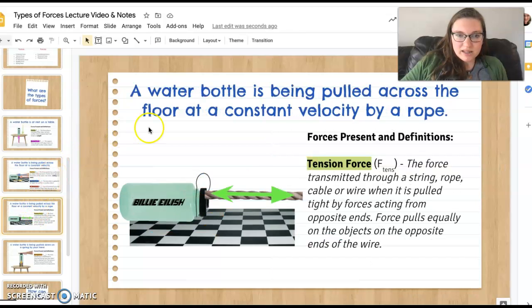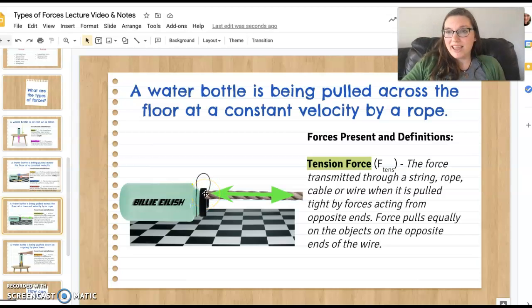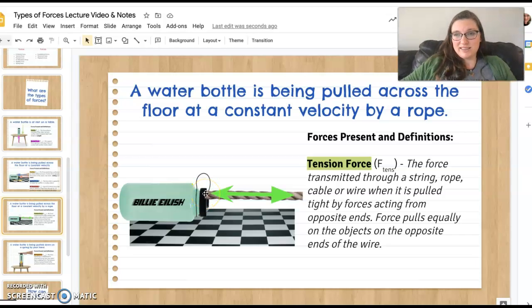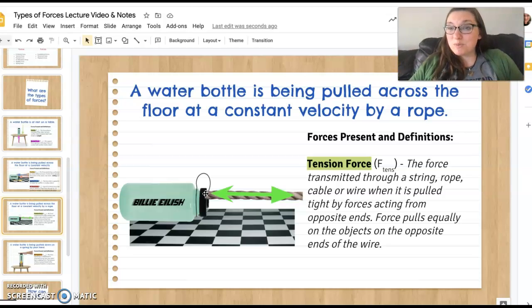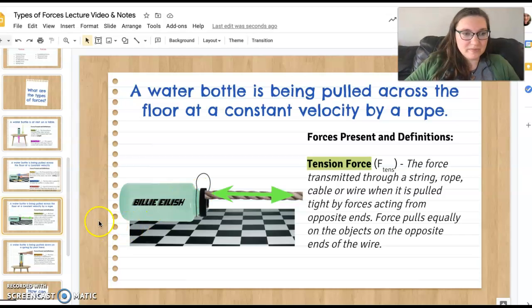So in this situation, a water bottle is being pulled across the floor at a constant velocity by a rope. So we have a tension force, and tension forces are cool because they both push and pull, right? If I have a rope hooked up to this water bottle, then that rope, when it is tense, is pulling on me and it's also pulling on that water bottle. So that's why that tension force goes both ways like that.